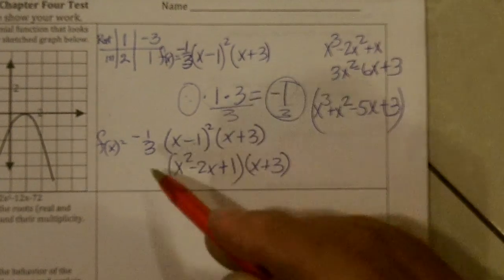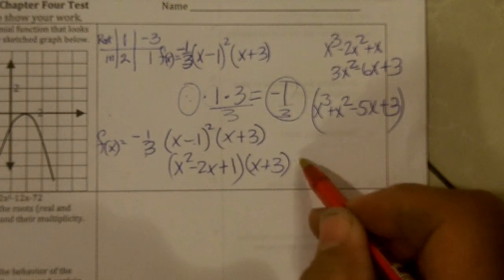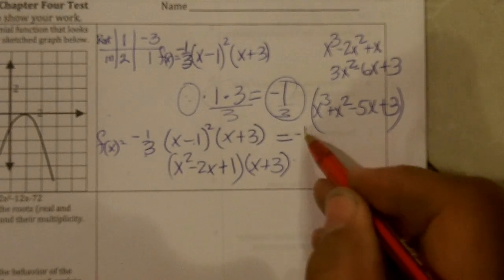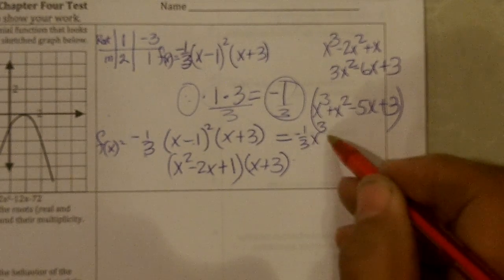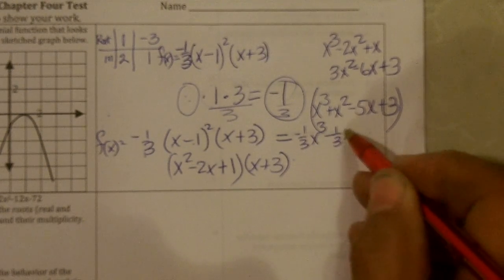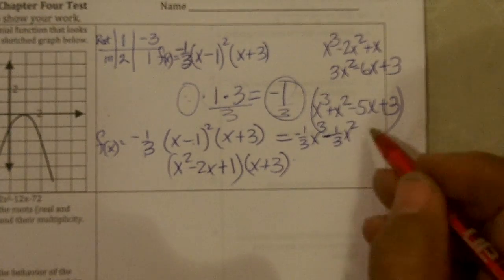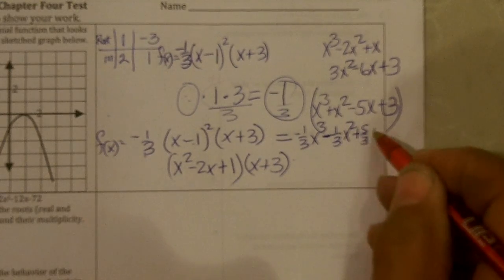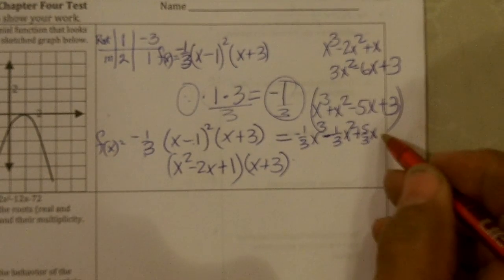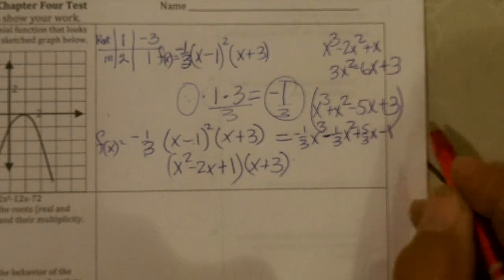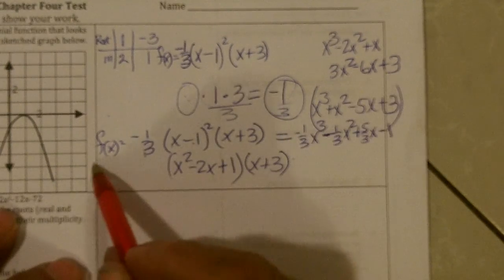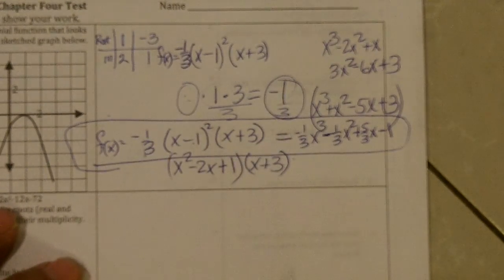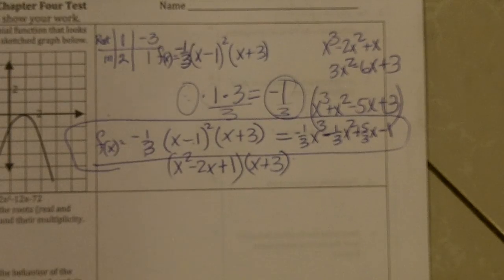Then I could take all of that times the -1/3 and come up with another name for this would be -1/3 x to the 3rd minus 1/3 x squared, and then plus 5/3 x, and minus 1/3 times 3 is -1. So there's both versions of it. This is fine for what I want you to be able to interpret from the graph.